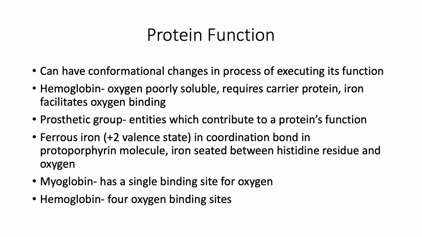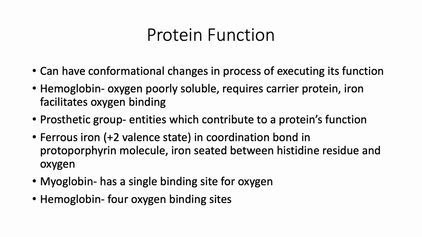Protein function, you can have conformational changes in the process of executing its function. So for hemoglobin, for example, oxygen is poorly soluble. A carrier protein is required, and iron facilitates it. So the iron helps oxygen be bound to hemoglobin. Free oxygen is not useful, but oxygen binding to hemoglobin helps facilitate use of oxygen by the organism.